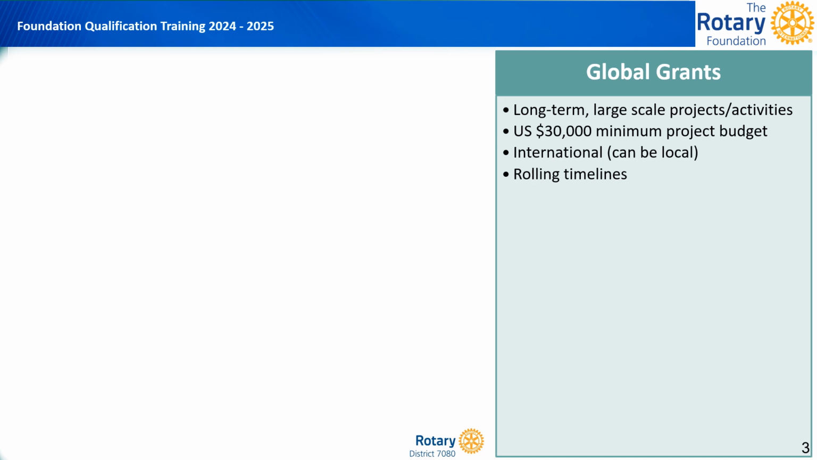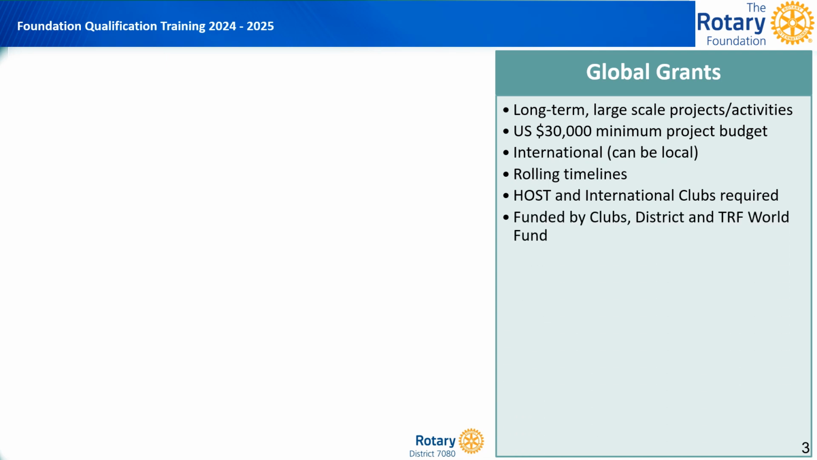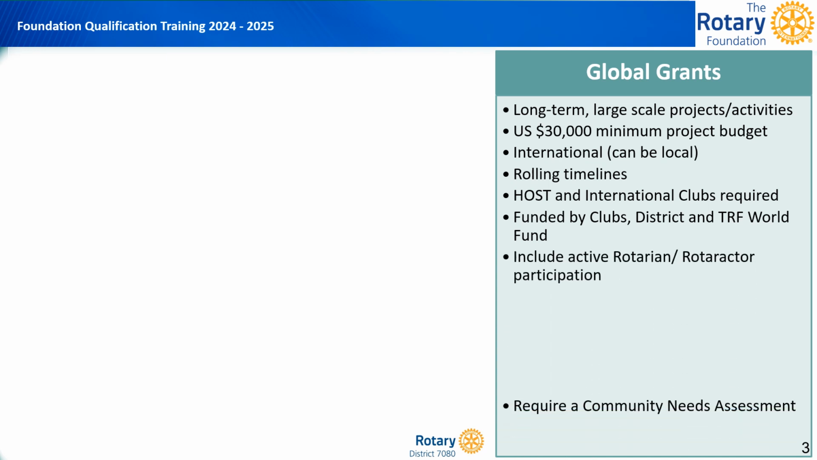Global grant projects require both a primary host sponsor club or district that is in the project country and an international sponsor club or district that's outside the project country. These grants are funded by clubs, districts, and the Rotary Foundation World Fund. Global grants require the active involvement of Rotary members.